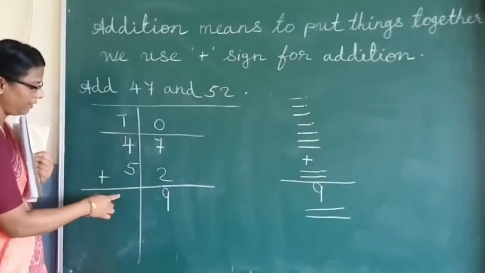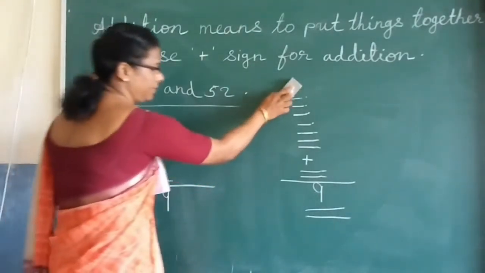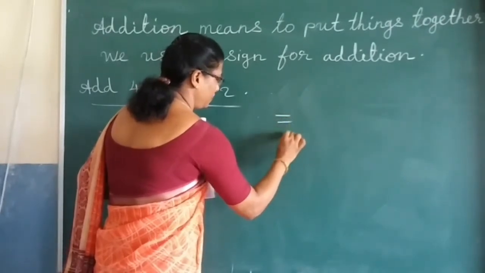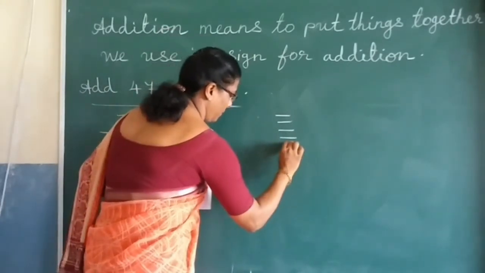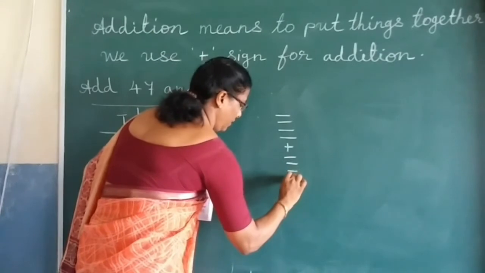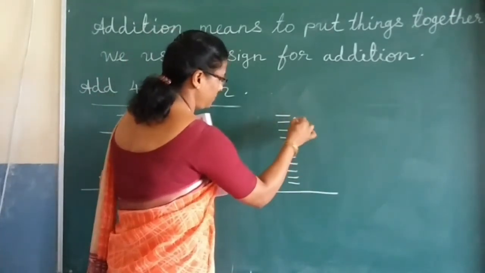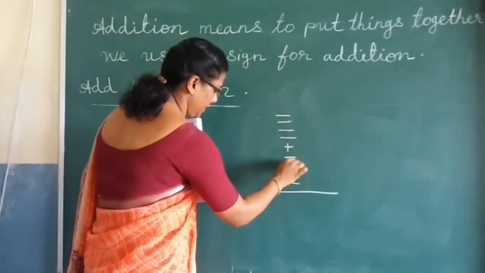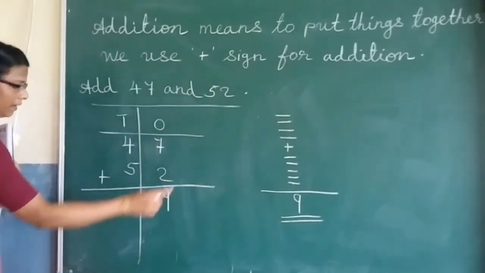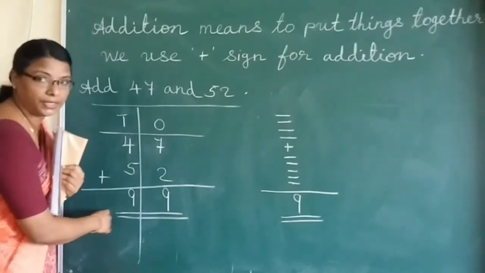After that, add the 10's column. 4 and 5. First, draw 4 lines. All of you do it. 4 lines. 1, 2, 3, 4. Plus 5 lines. Count the total lines: 1, 2, 3, 4, 5, 6, 7, 8, 9. Then we call the answer 9. Write 9 in the tens place. Now we got the answer 99.